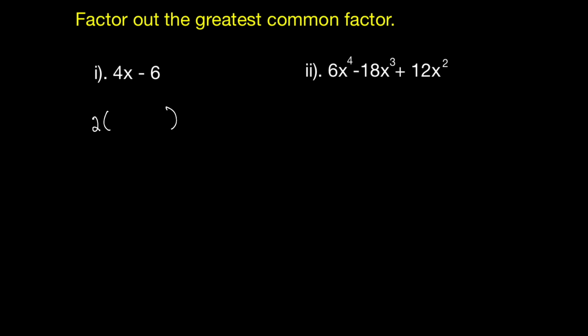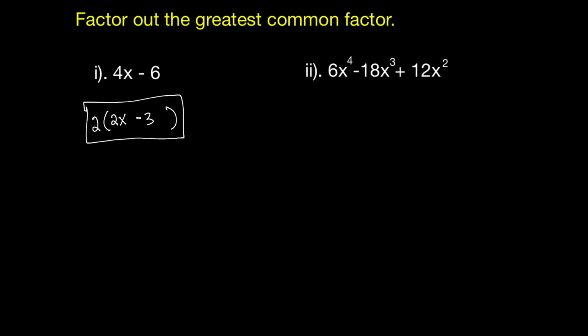And now I do the factoring process, and here's what you do. You divide each term by whatever it is that you factored. So here, 4x divided by 2 is going to give me 2x. And then negative 6 divided by 2 is going to give me a negative 3. And that would be the factorization using the GCF.